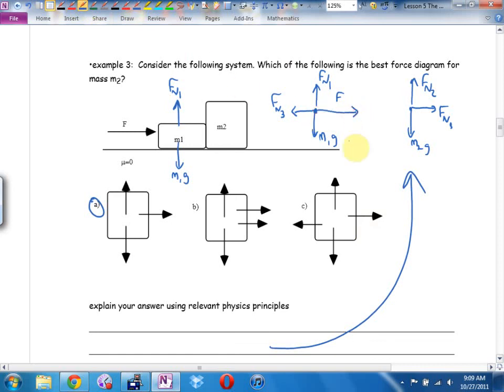How would I solve this question? Are they touching? Say yes. Can they possibly accelerate at different rates if they're touching? I would treat them as one mass, just like we did with our many body problems.